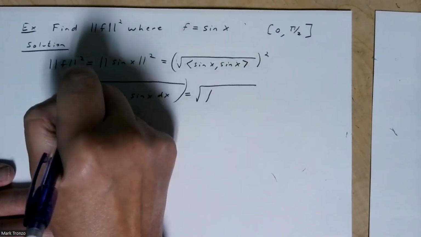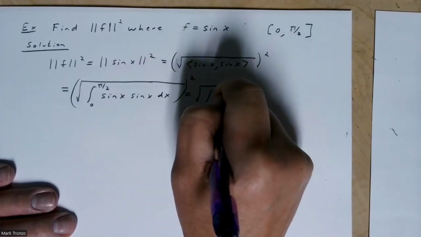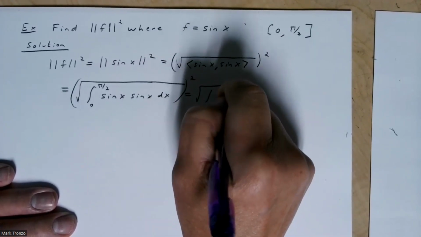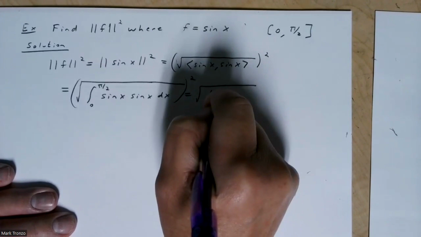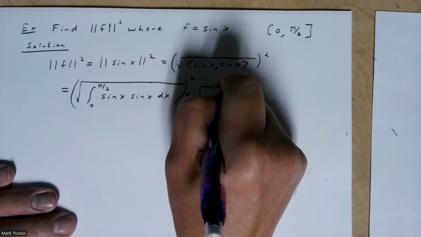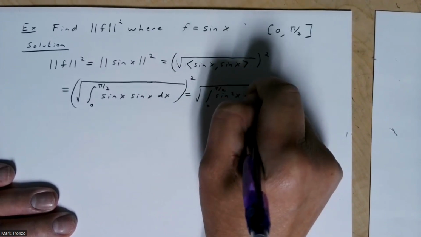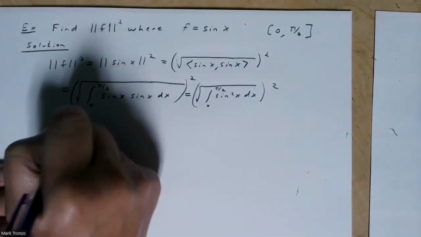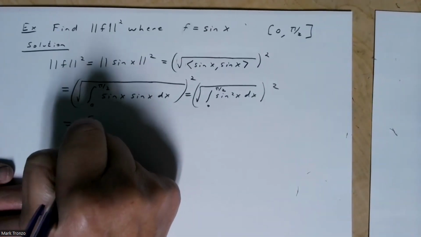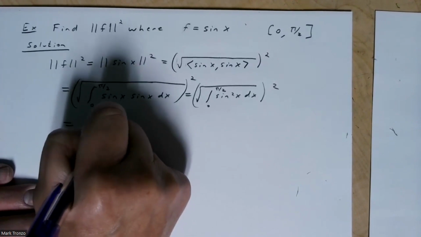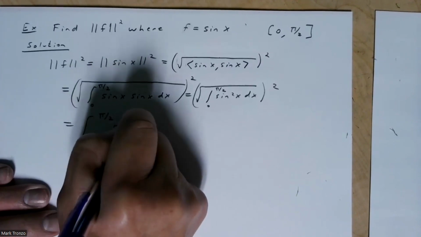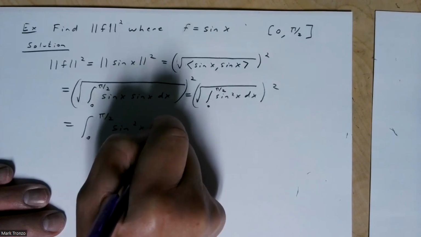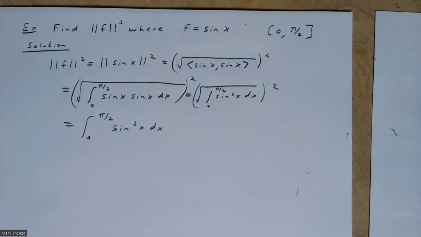And again, this is just squared. Sine squared x, 0 to pi over 2, dx squared. We could have actually gotten rid of that square root a while ago. So we actually want the integral of this.